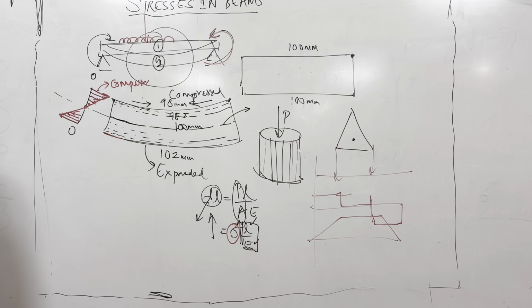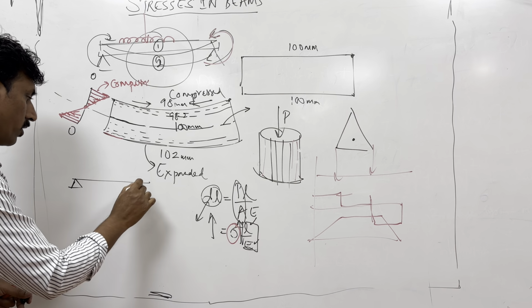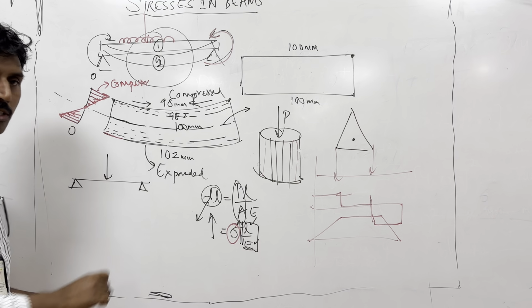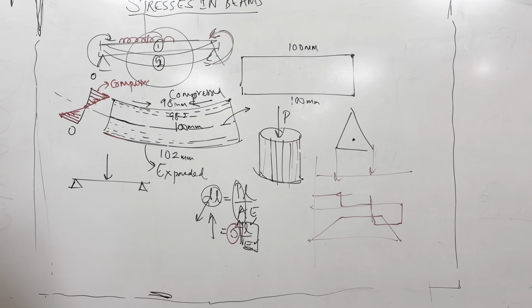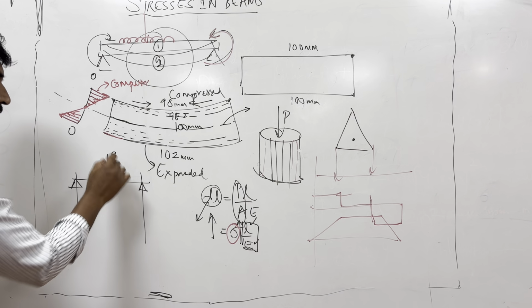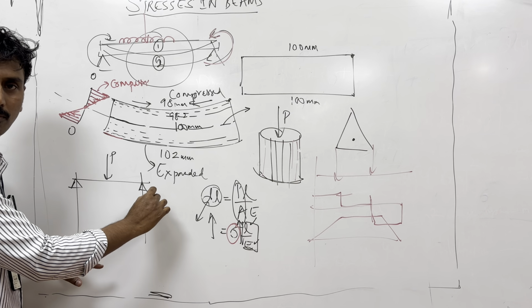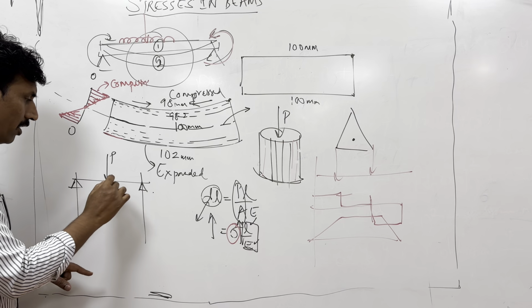Let me draw it here. Okay, guys, if you've got a simply supported beam with a point load at the center, can you plot the bending moment diagram? How? Show me. Suppose this is P, what is the reaction at this side? 0.